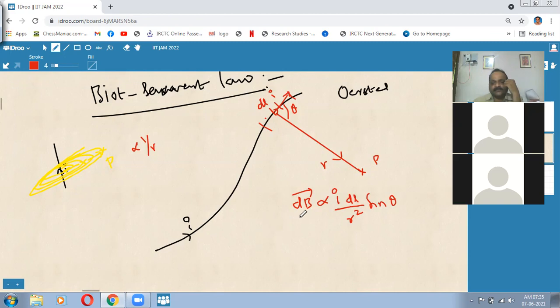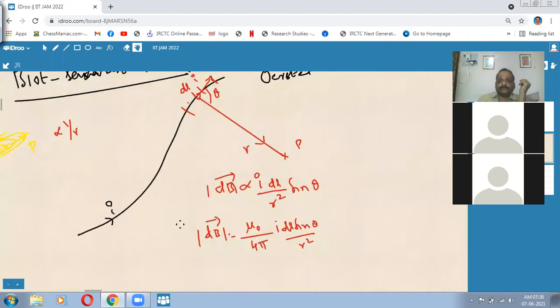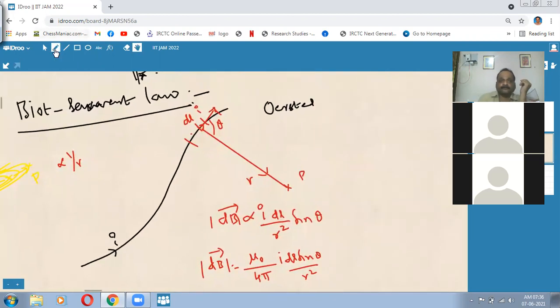dB is proportional to I dl sin theta by r square. Experimental observation has given us the magnitude |dB| equal to the proportionality sign. When it is replaced with a constant, the constant should be mu naught by 4 pi: |dB| = mu naught by 4 pi, I dl sin theta by r square. This is known as Biot-Savart law.